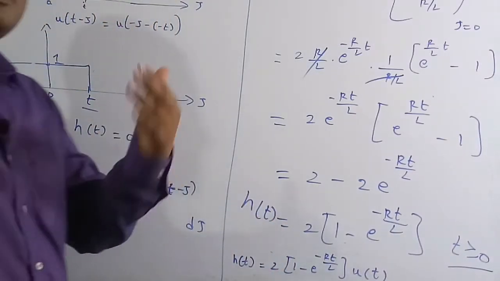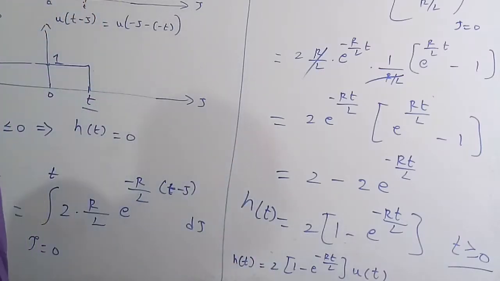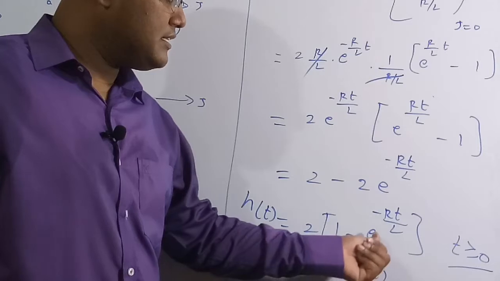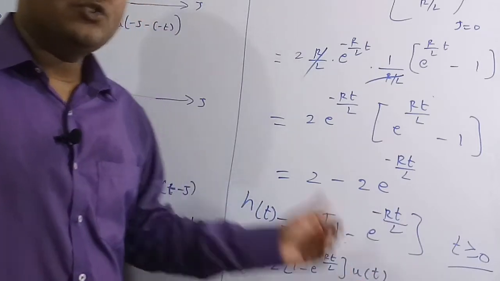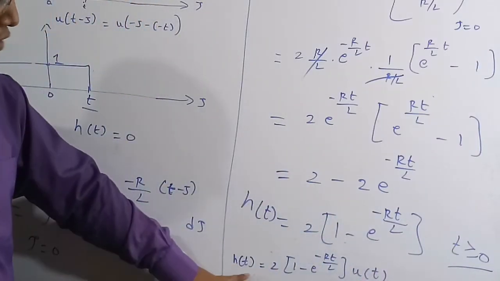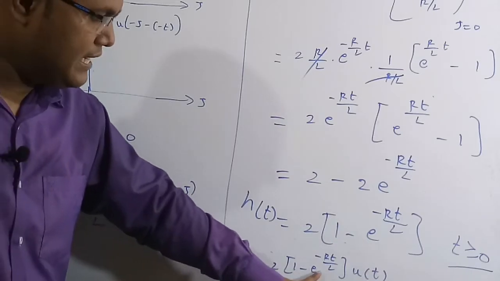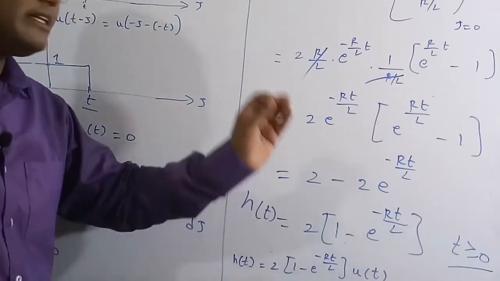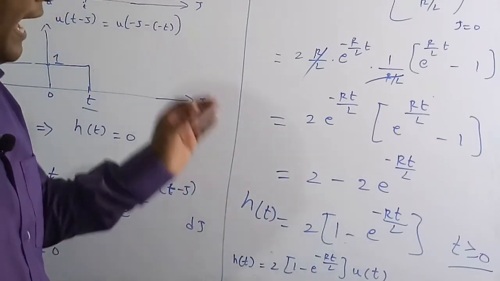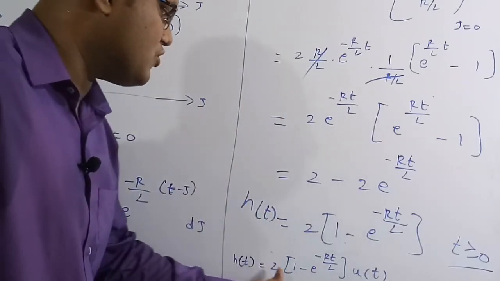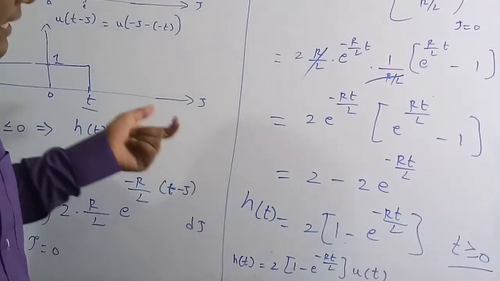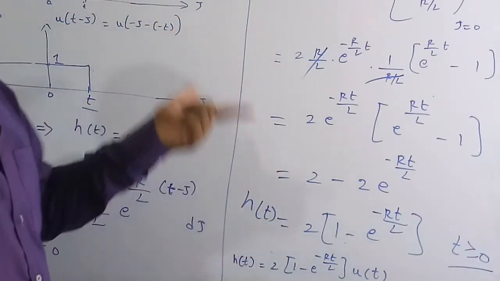So for t less than 0, the h of t value is 0, and for t greater than or equal to 0, h of t is 2 into 1 minus e to the power of minus rt by l. So simply I can write in this fashion: h of t is equal to 2 into 1 minus e to the power of minus rt by l into u of t. This itself defines that for t less than 0, h of t is equal to 0, and for t greater than 0, h of t is equal to 2 into 1 minus e to the power of minus rt by l. So finally this is the impulse response of this overall system.